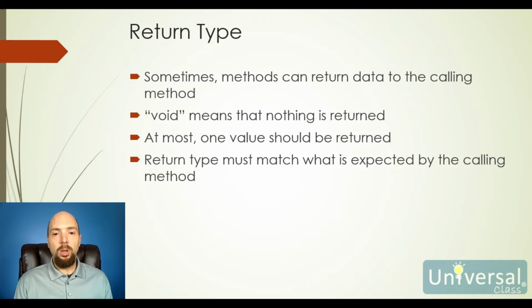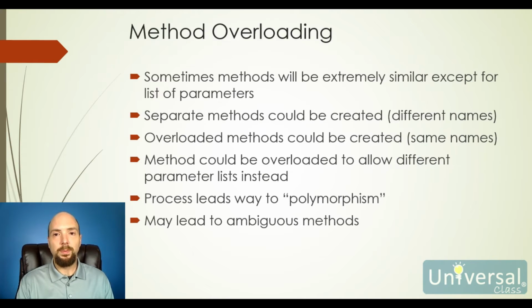And if it returns something, it should return at most one type of data or one piece of information, or it could return nothing. If it returns nothing, then we refer to this as a void. If I'm returning something, then I have to return data in the exact same data type that the calling method is expecting.